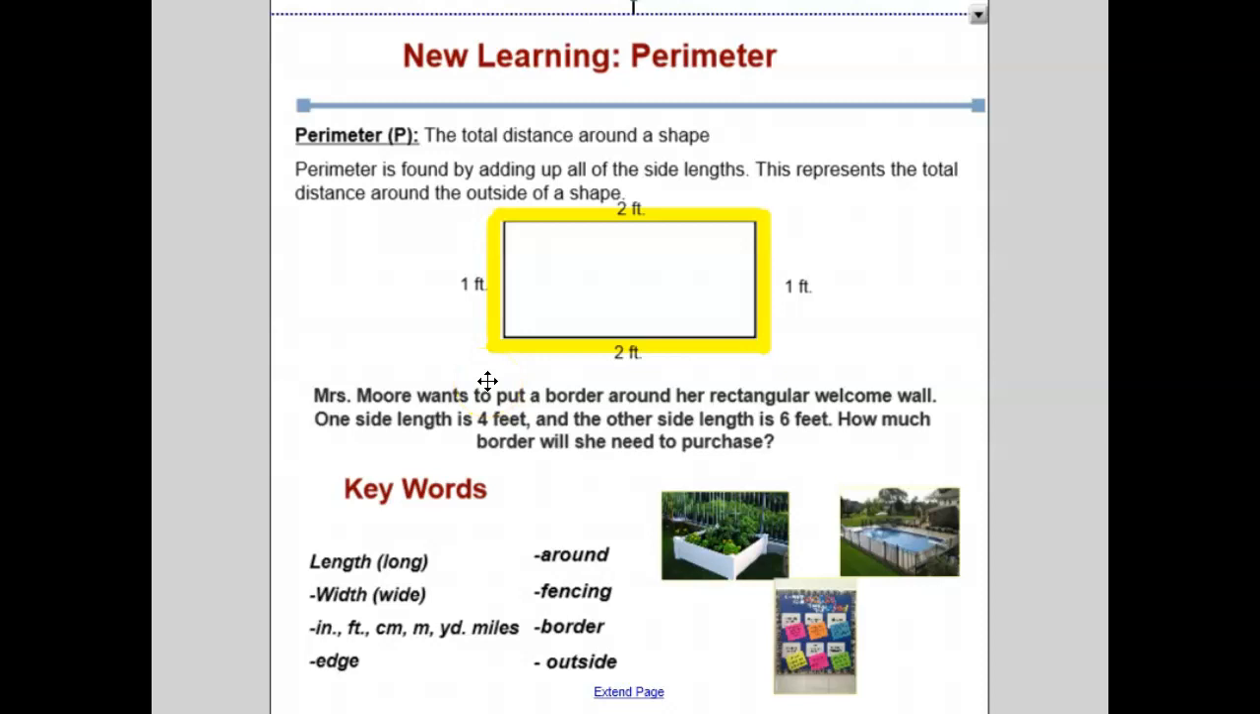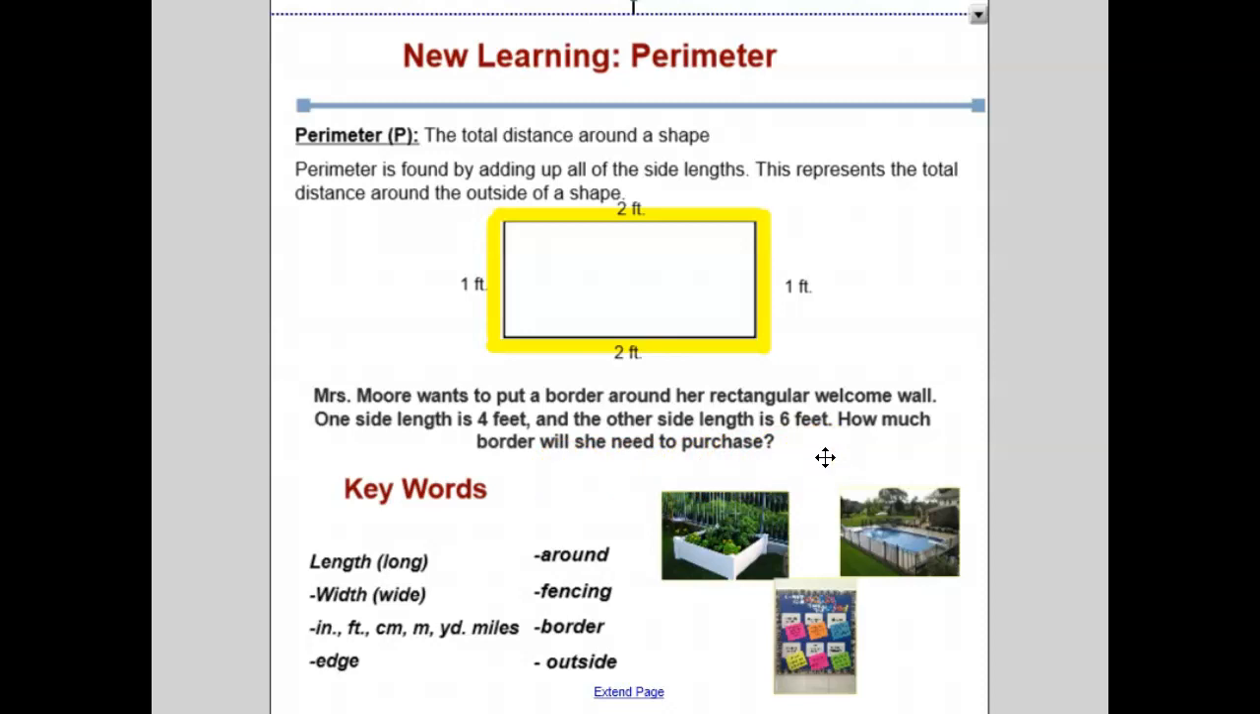I'm going to read you a story problem that is a perimeter word problem. Mrs. Moore wants to put a border around her rectangular welcome wall at school. One length is 4 feet and the other side length is 6 feet. How much border will she need to purchase?